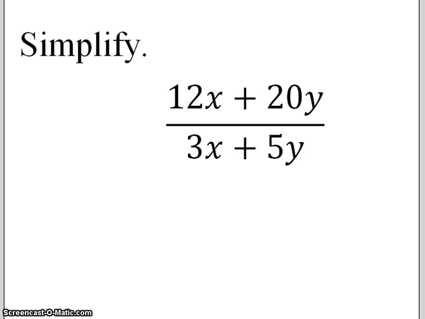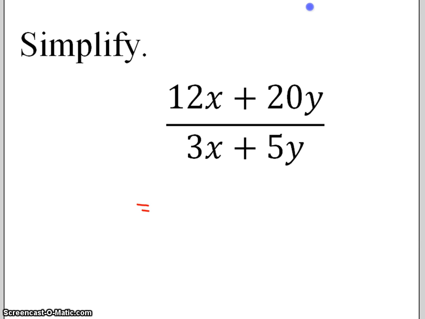One thing, please do not just start canceling like this. Do not ever do that because of this plus sign and because of that plus sign. You can only cancel like that if you have a product, not a sum like we do here. So we need to see if we can factor this into a product and then see what happens.